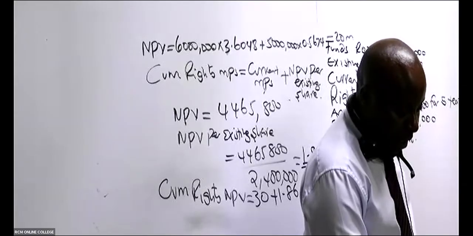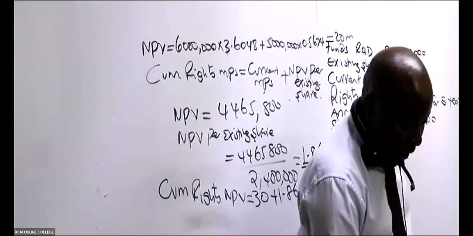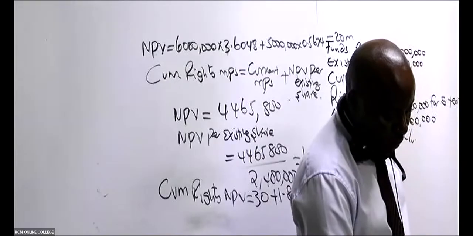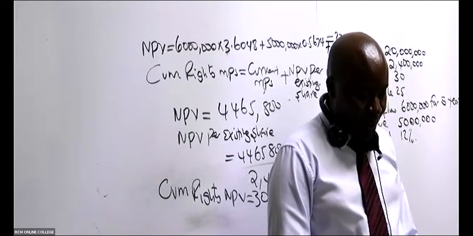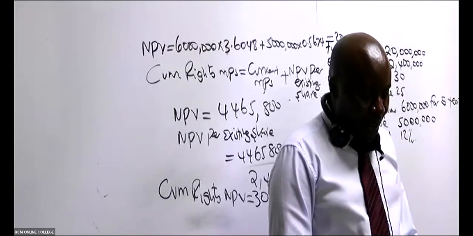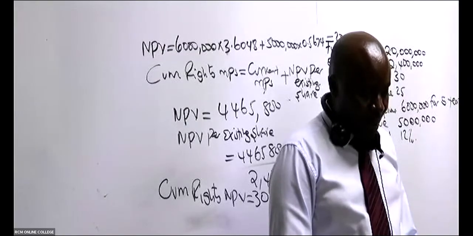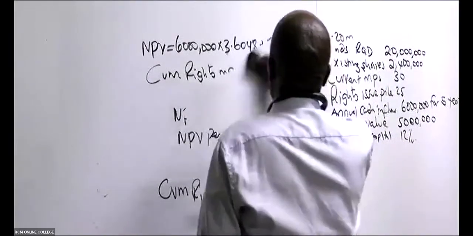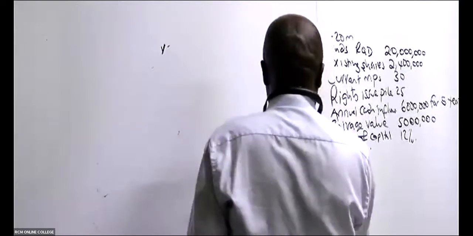How many rights do we need to be able to buy one new ordinary share? So how shall we be able to do this really? The first thing that I will do is to calculate the number of new shares.